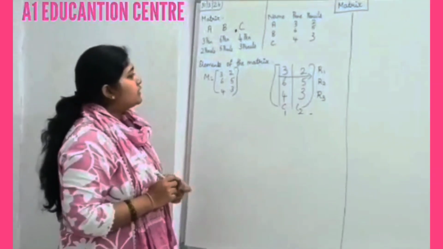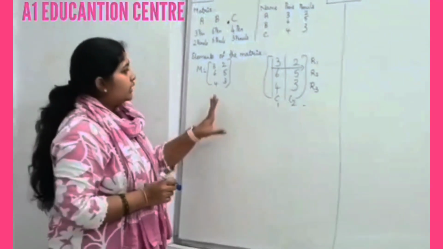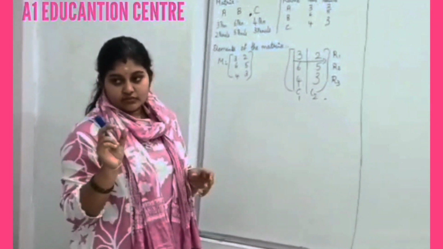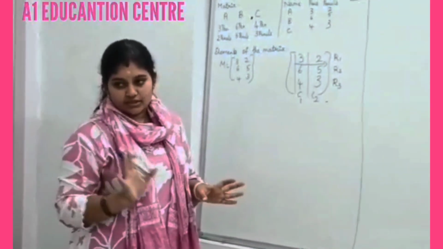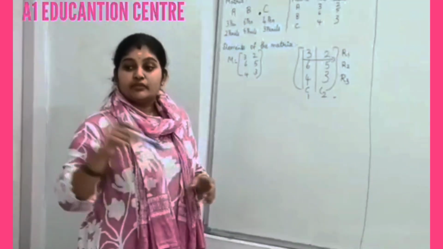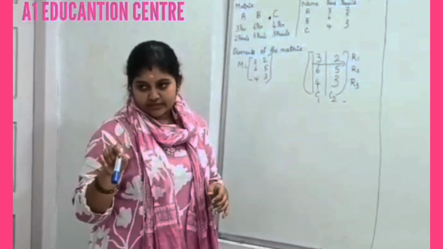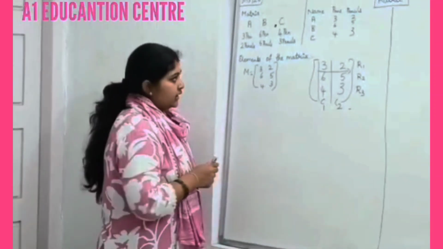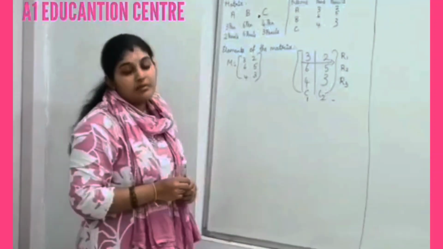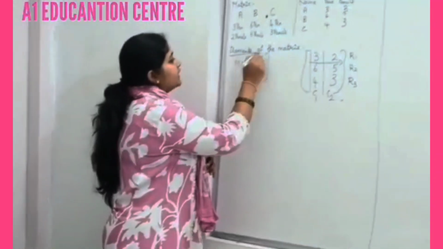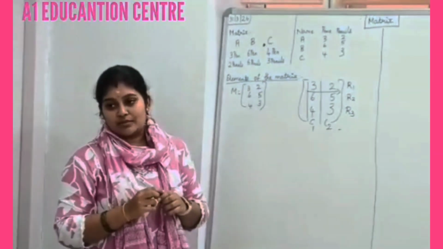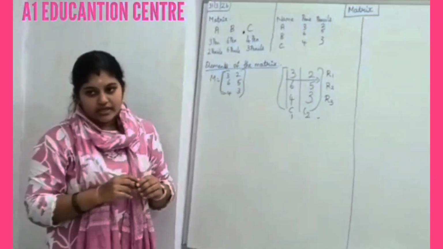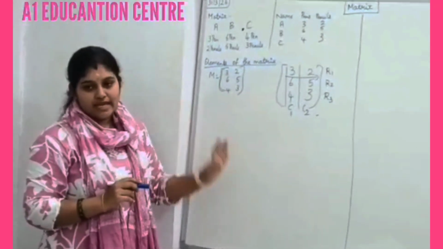So now elements of the matrix. One more thing I'll tell you in matrix: the singular word is matrix. That's it, it is the singular representation. If you join them together, it is known as matrices. So now we are talking about elements of the matrix. What do you mean by elements? All the numbers are known as elements.